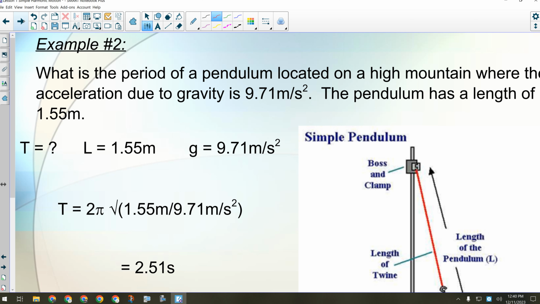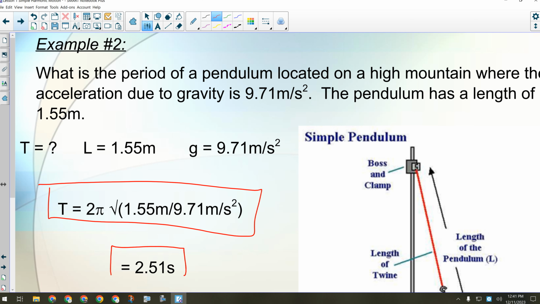So if I have a simple pendulum here with a length of 1.55 meters at a high altitude where gravity was only 9.71 meters per second squared, I can calculate the period of that pendulum by simply plugging those numbers in. 2 pi times the square root of 1.55 over 9.71, and I would get that that pendulum takes 2.51 seconds to make one complete oscillation. This one isn't quite 1.5 meters, probably closer to 1 meter, maybe a little more than 1 meter. Yeah, probably takes about 2 seconds to make a full oscillation.